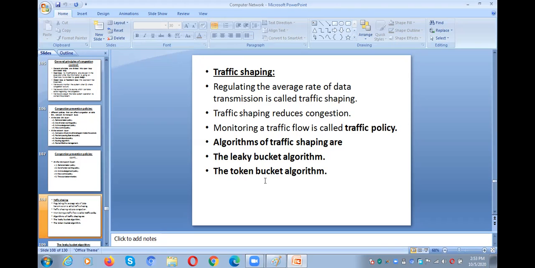Likewise, here traffic shaping means we need to regulate the speed of data delivery. The average rate of data transmission needs to be regulated so that it will reduce the congestion, so that the number of packets we can transfer to the destination is without any collision. Okay. What is traffic policy? Traffic policy means monitoring the traffic. So what are the techniques we have under traffic shaping? Leaky bucket and the token bucket.